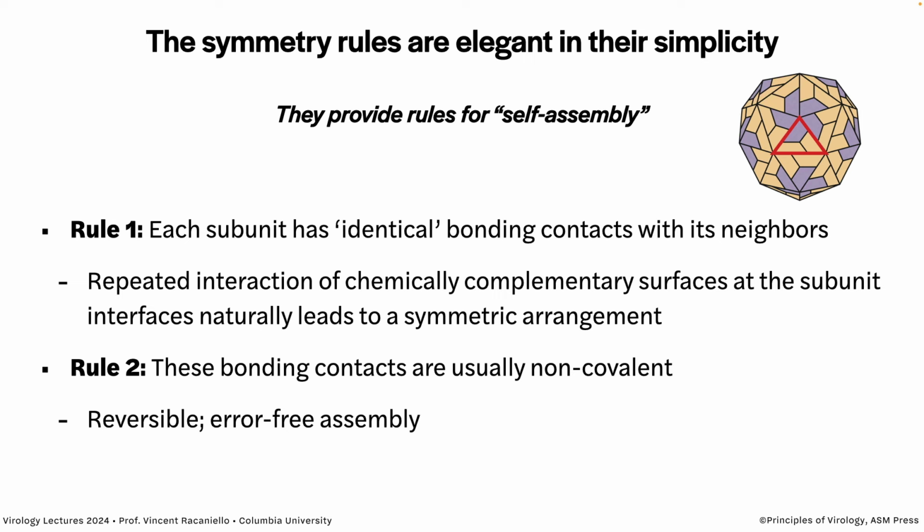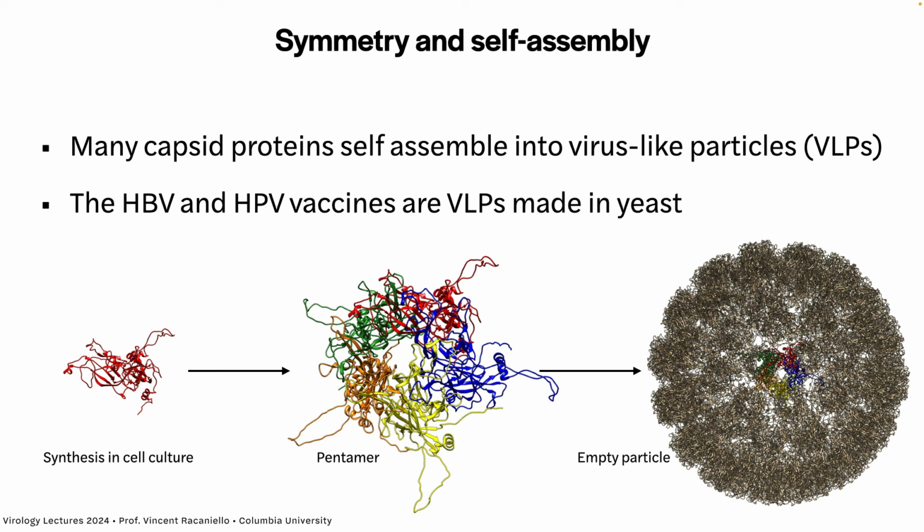And secondly, the bonds are not covalent usually, as I told you before, and that's good for disassembly, as we said, but they're also good for assembly, because if you assemble a particle and it's wrong, you made a mistake, you can take it apart because the bonds are reversible. So these are the two rules of symmetry.